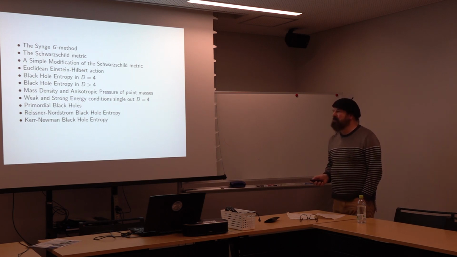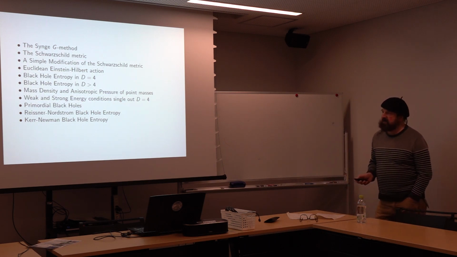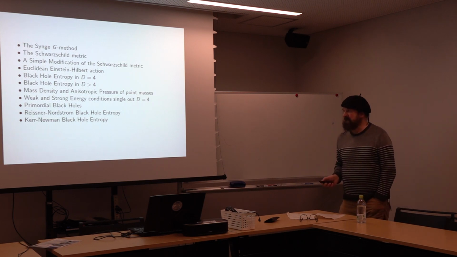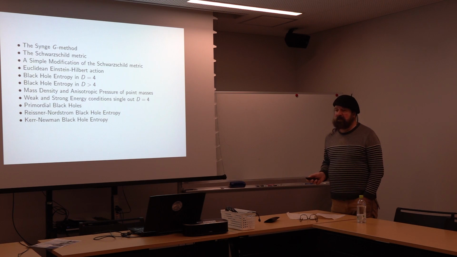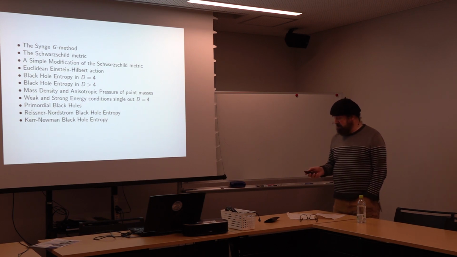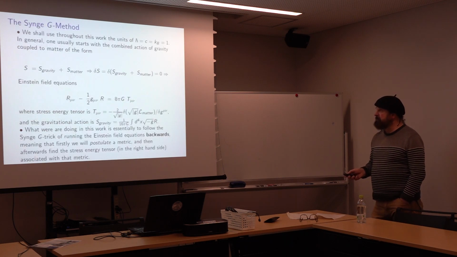And then, very briefly, I'll show how to generalize the result to the Reissner-Nordstrom black hole entropy, which is a black hole that has mass and charge. And then the Kerr-Newman black hole is a black hole that has charge, mass, and angular momentum. Okay, so I'm going to concentrate first on the Schwarzschild solution. Okay, so let me just proceed.